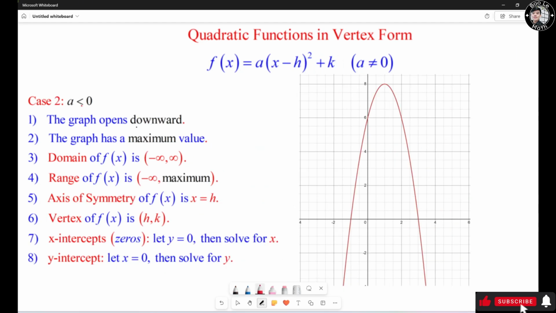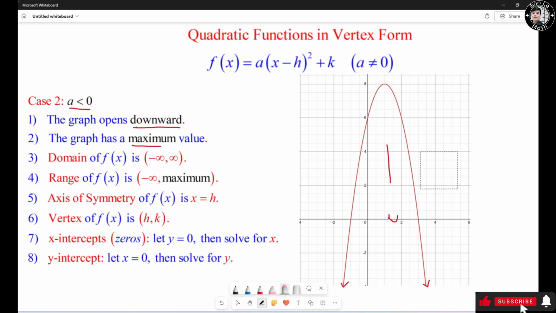Now let's move on to the second case. If a is less than 0, then the following changes. The graph opens downward. The graph has a maximum value, right? The maximum value right here. The domain is still the same. The range is going to be -infinity to the maximum, right? So it's going to be like this. The vertex is the same thing. The x-intercept and the y-intercept, you do exactly the same thing, right?